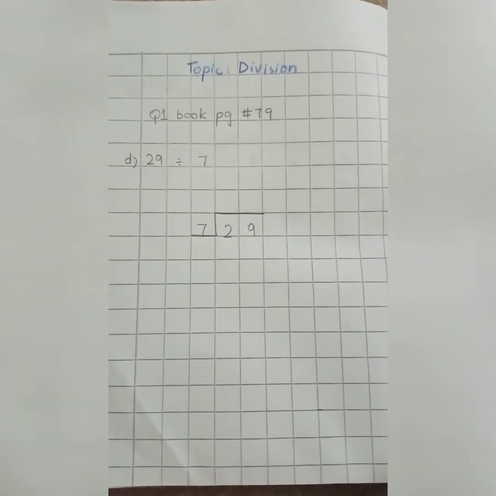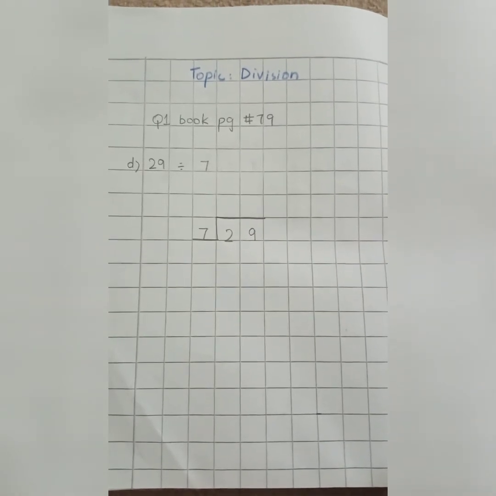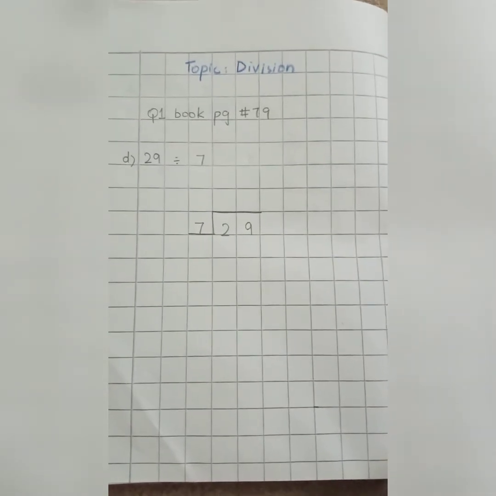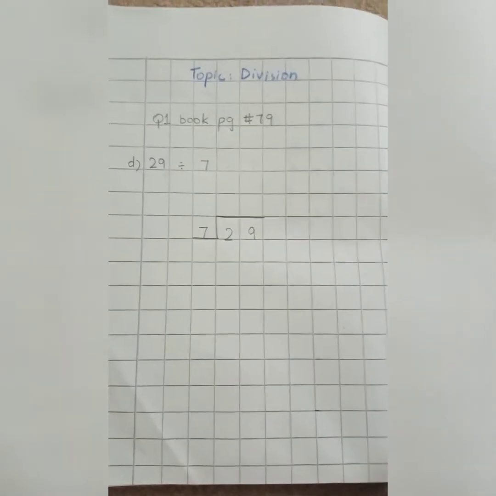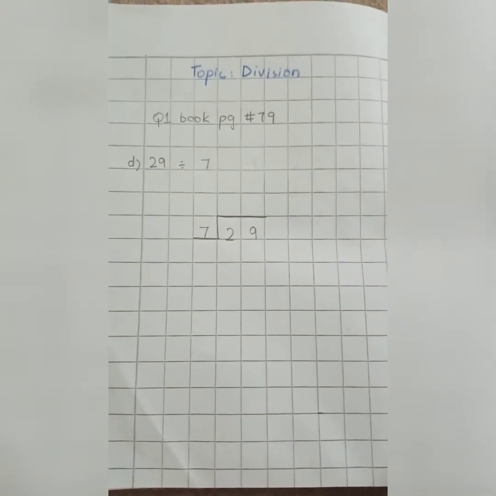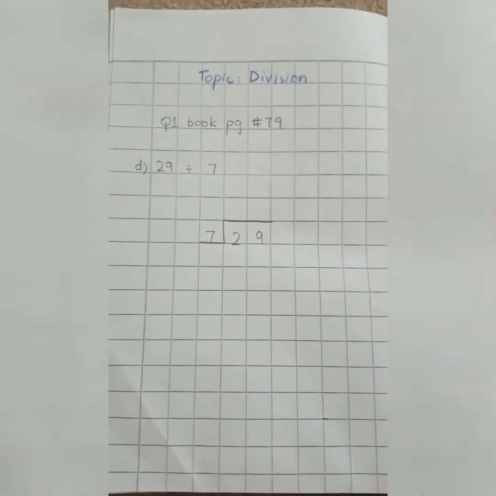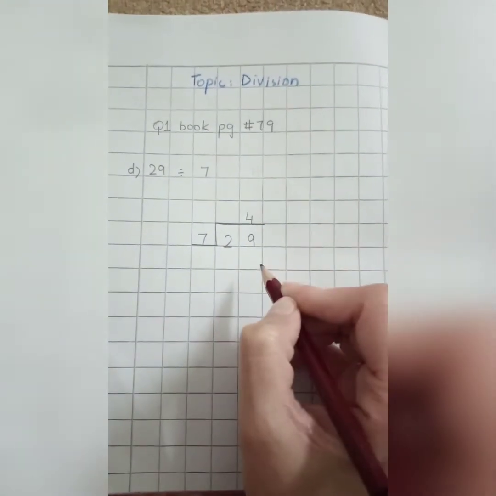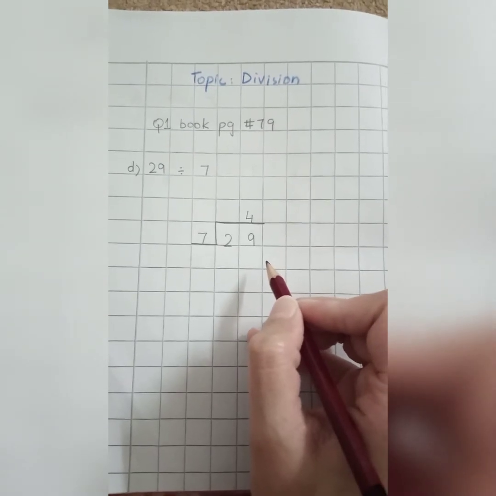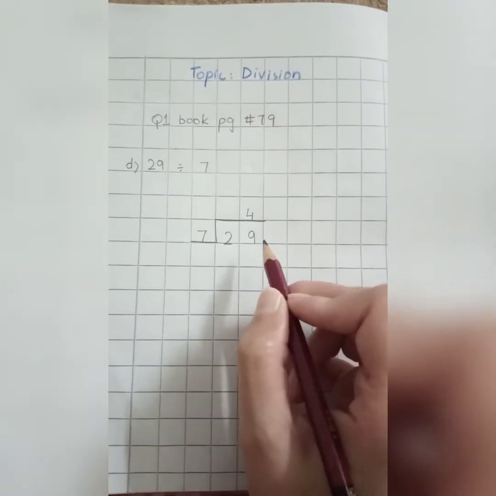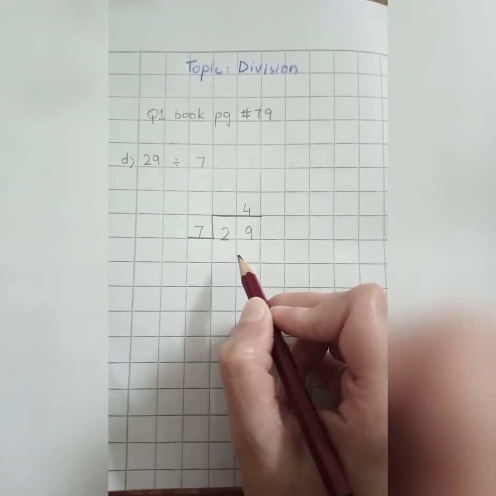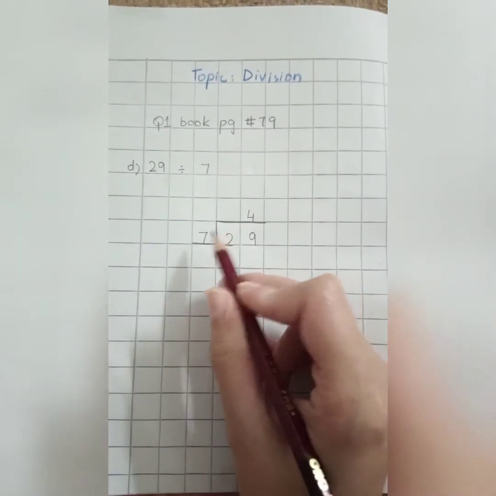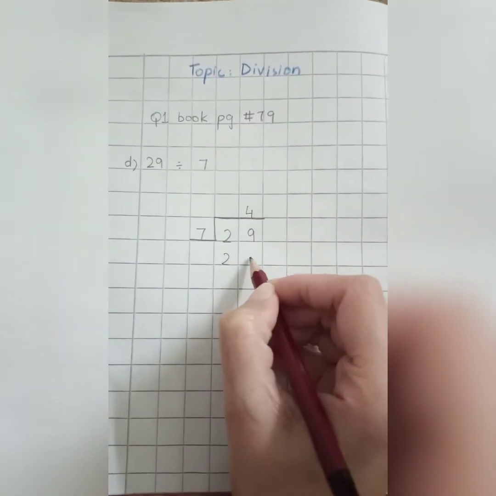So what we will do, we will find a number that is closest to 29 and comes in the table of 7. That number will be 28 because we get 28 in the table of 7 and that is closest to 29. If we write 7 threes are 21, that will be 8 less, and if we write 7 fives are 35, that will be greater than 29. So we have to find the number nearest to 29, and that will be 28. So we will write 7 fours are 28.